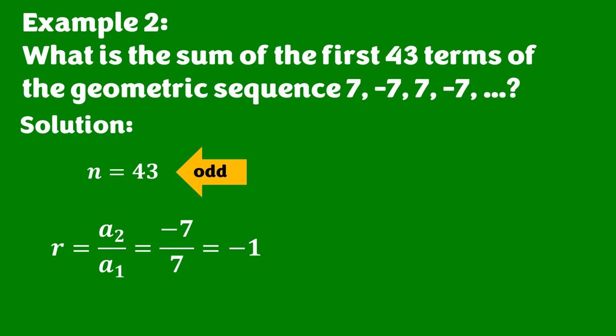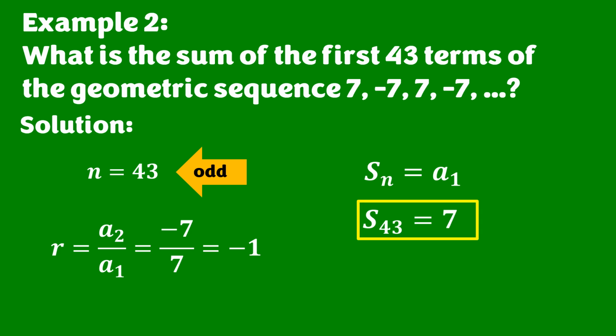The common ratio now of the given geometric sequence in example number 2 is negative 1. And the value of n is an odd number, which is 43. So therefore, we will use now the formula S sub n is equal to a sub 1. We will just substitute the value of n and a sub 1 in the given formula. So we have S sub 43 is equal to 7. So therefore, the sum of the first 43 terms of the geometric sequence 7, negative 7, 7, negative 7, and so on is 7.